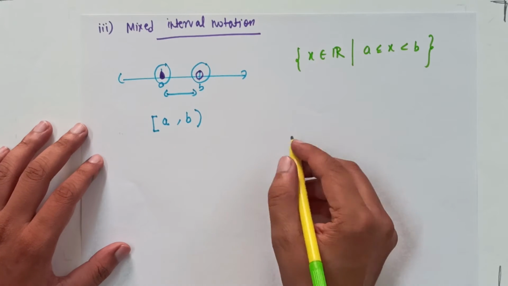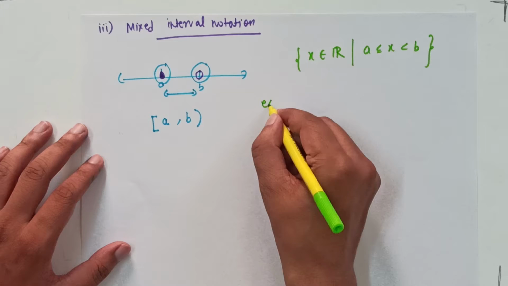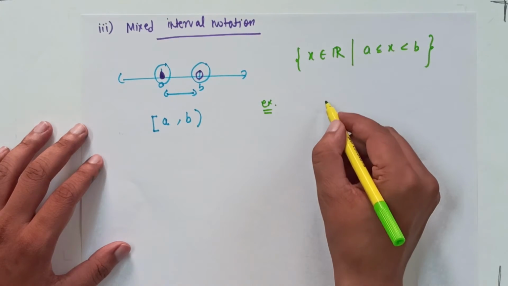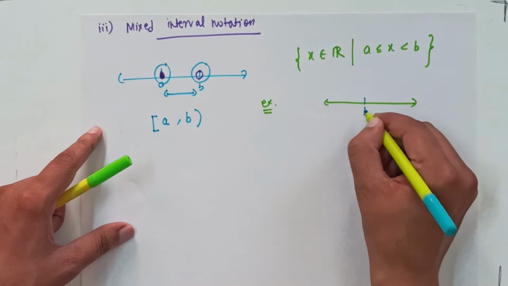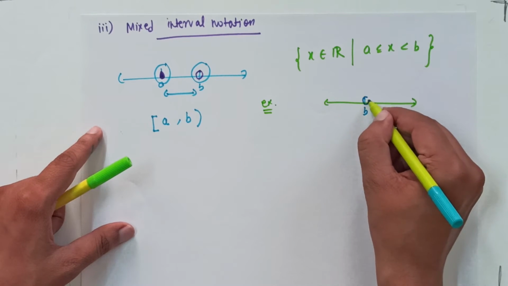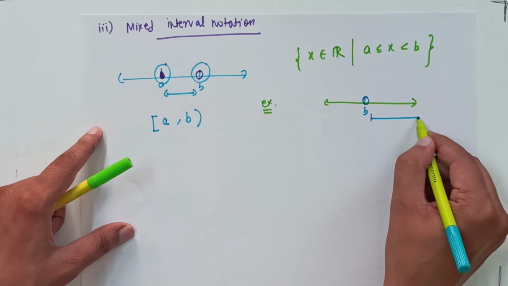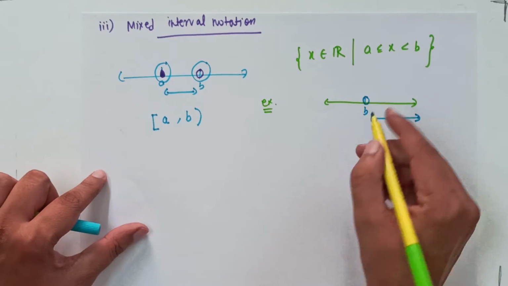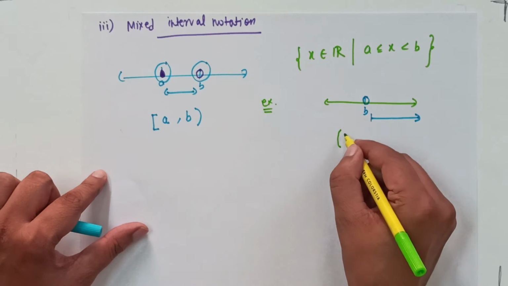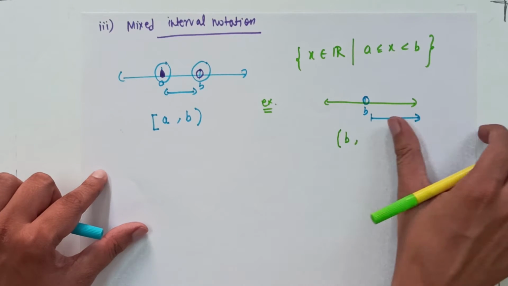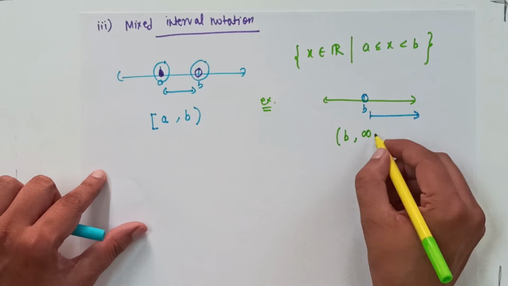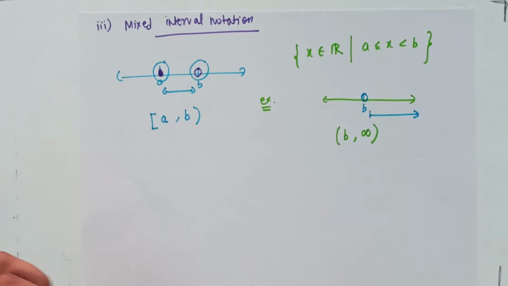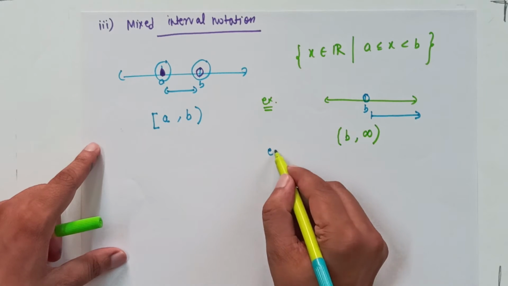Now let's look at some more examples. Suppose I have a number line and I take a number B and I exclude it and then go all the way to infinity. How am I going to write this in interval notation? I am excluding B, so there should be a round bracket, and I am going all the way towards infinity. Now infinity is not a number, so we have to exclude it, so this will be something like this.